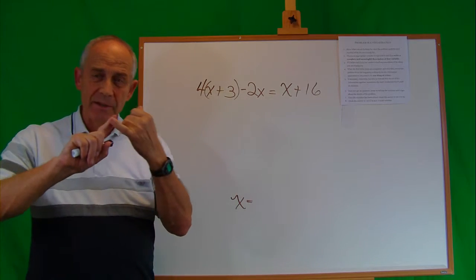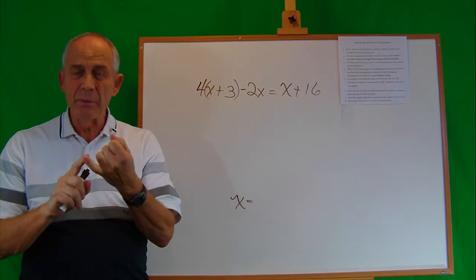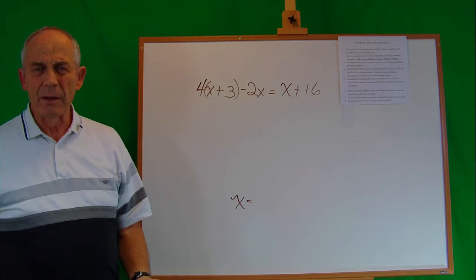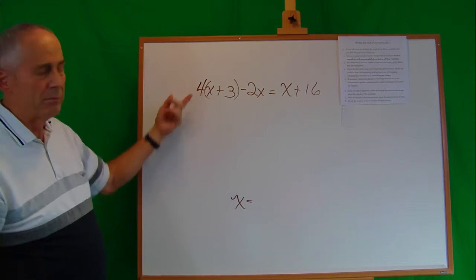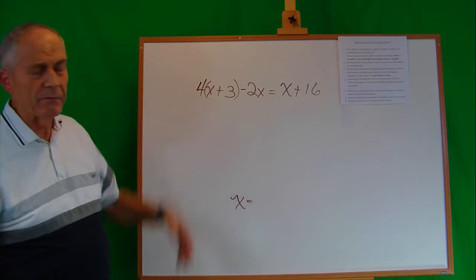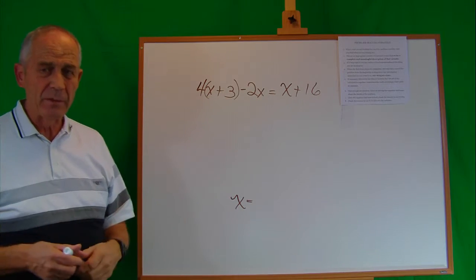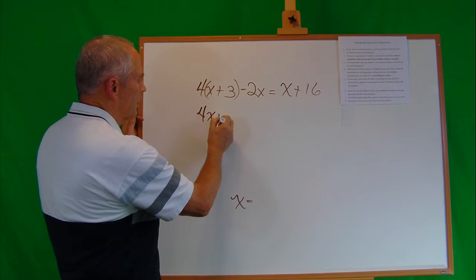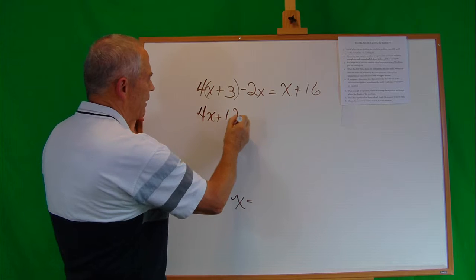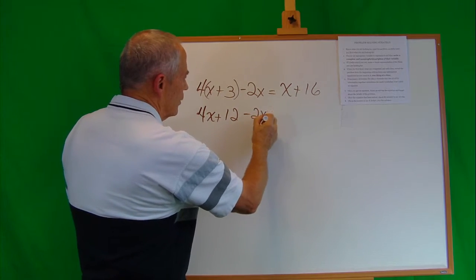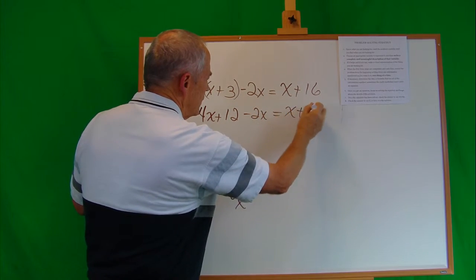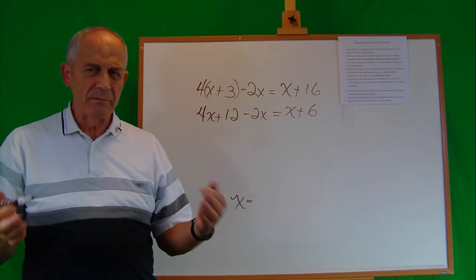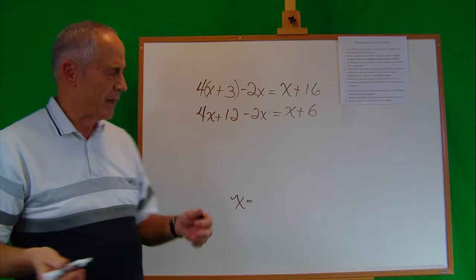The first thing we had to do was eliminate parentheses. So I look up here, and sure enough there's a set of parentheses, so I'm going to eliminate them. Well, I know that this means 4 times that group that's inside the parentheses. So I've got 4 times the x plus 4 times the 3, and so then it looked like this.